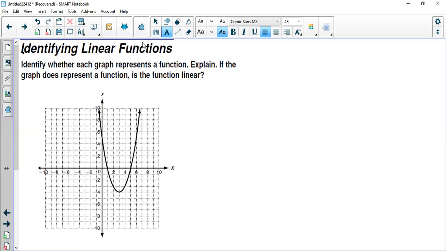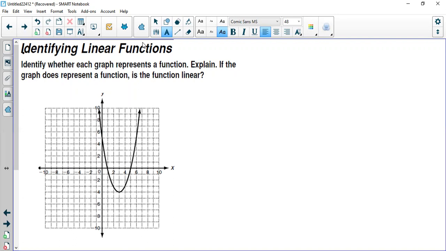Now there are many ways you could identify linear functions. The first one is by graphing. If you graph the given information, that's the given table, or we will use our own coordinates and find the values and graph. If you graph it and it is a straight line, then it is a linear function.